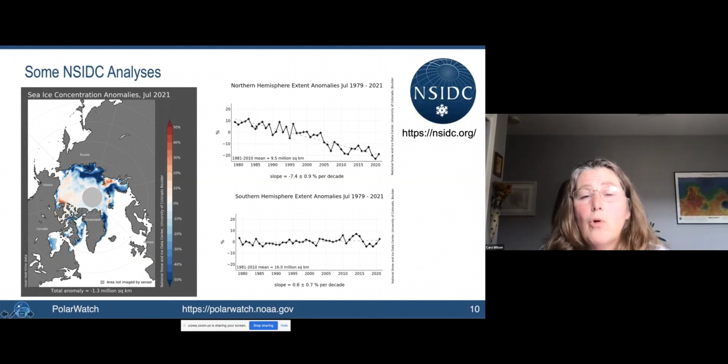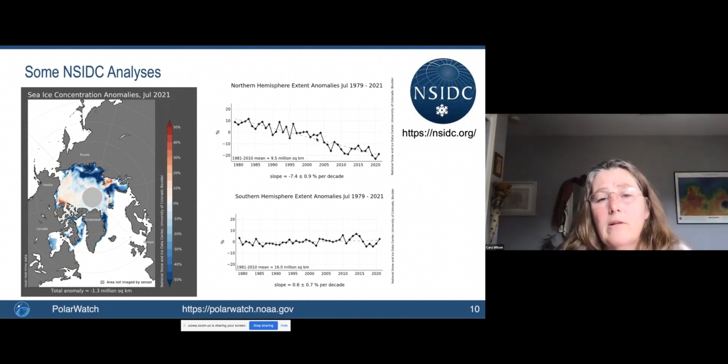We will be exploring more of this decrease in the sea ice when we go on to ERDDAP, and we'll actually be pulling down some of that data and looking at it ourselves and making graphs similar to this.